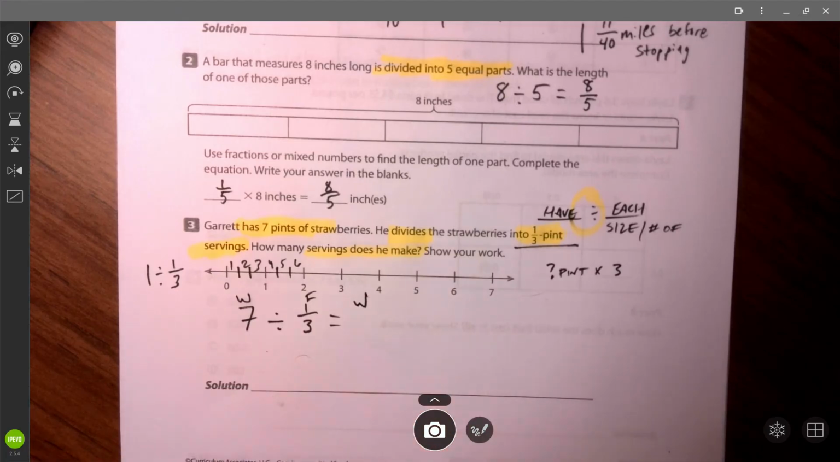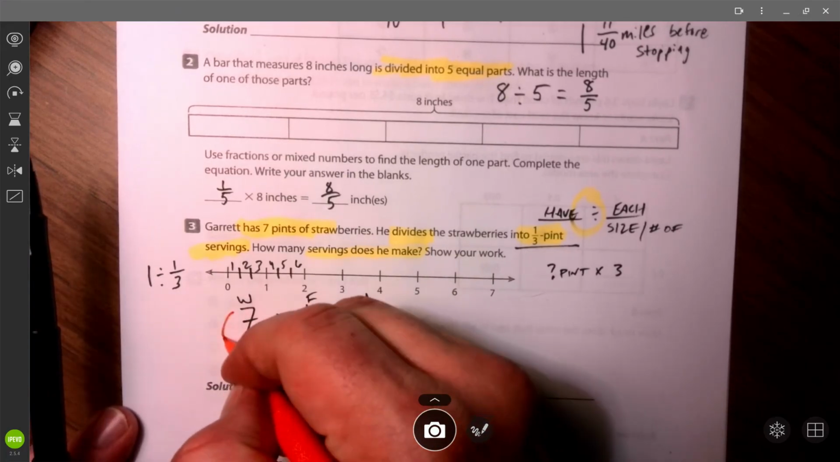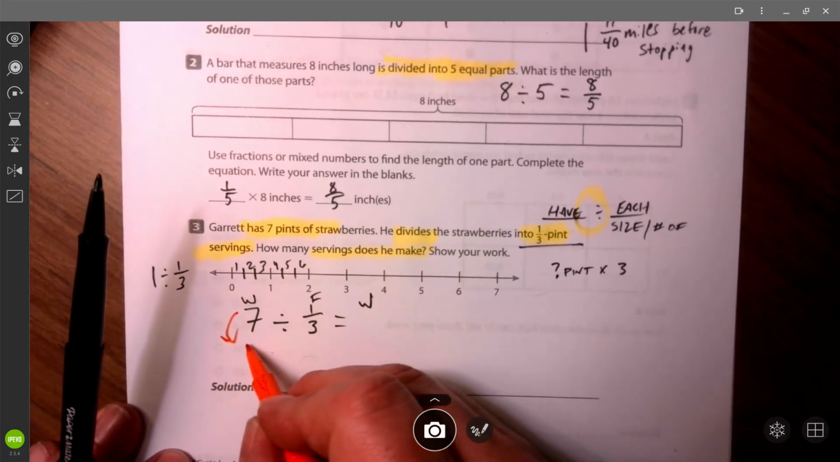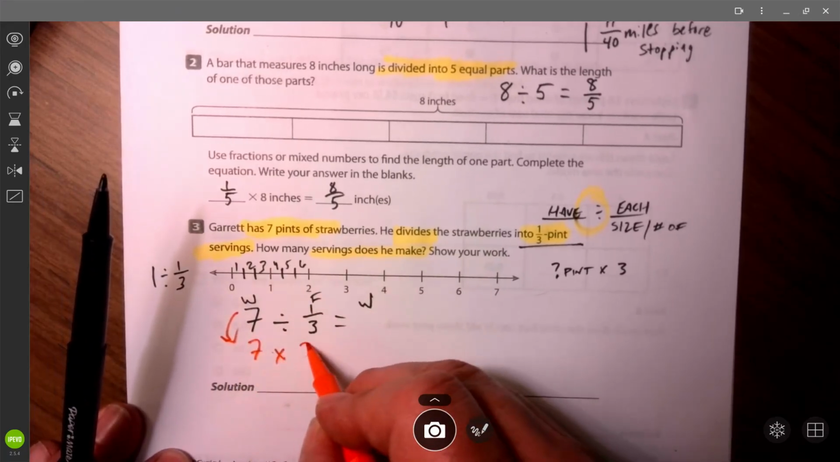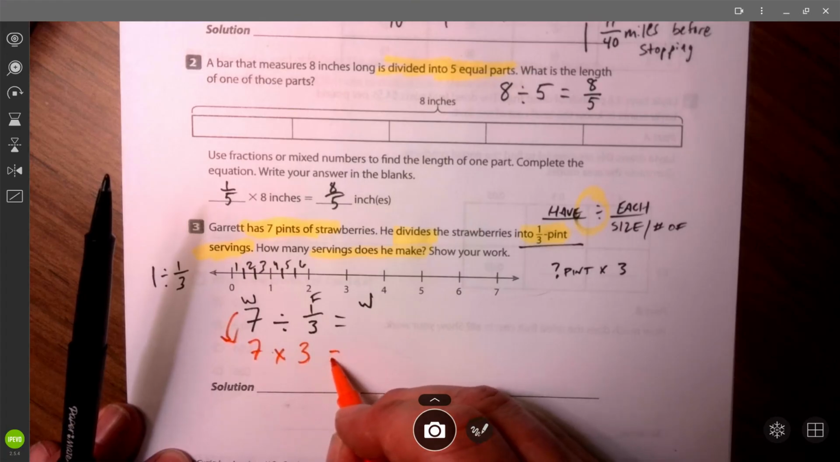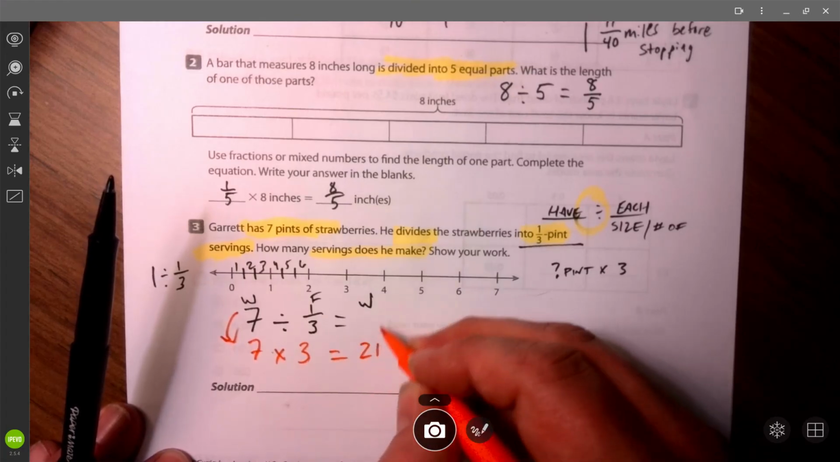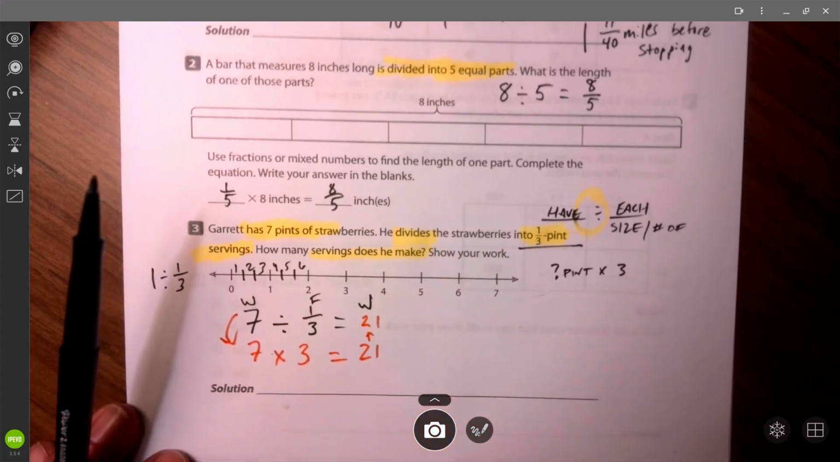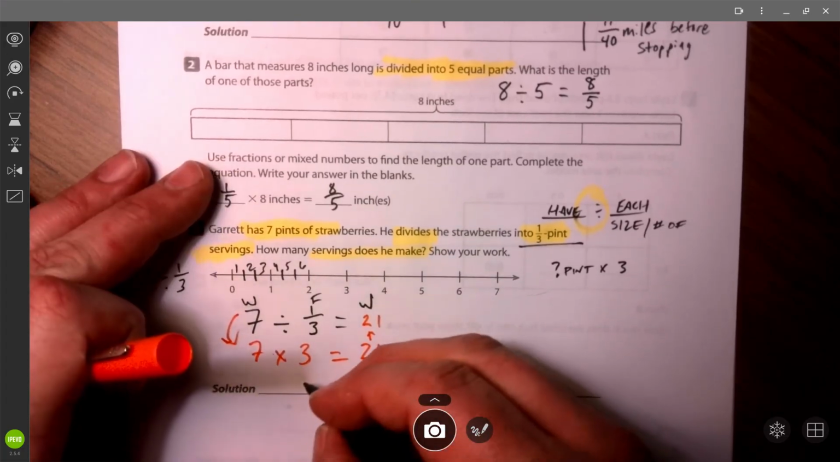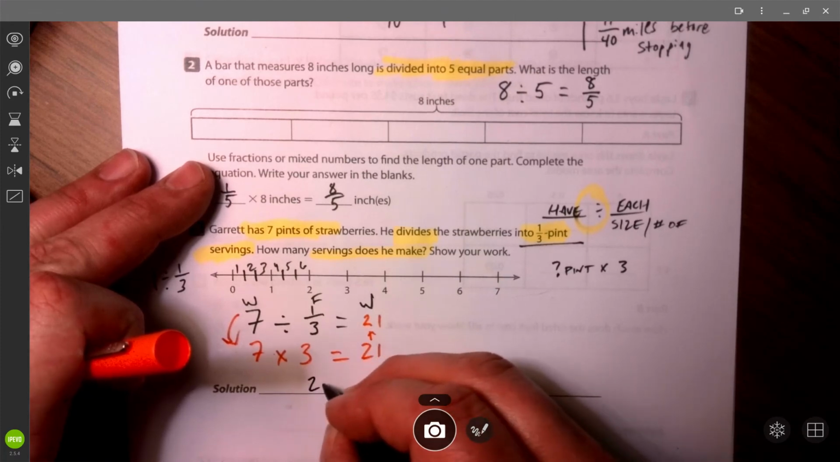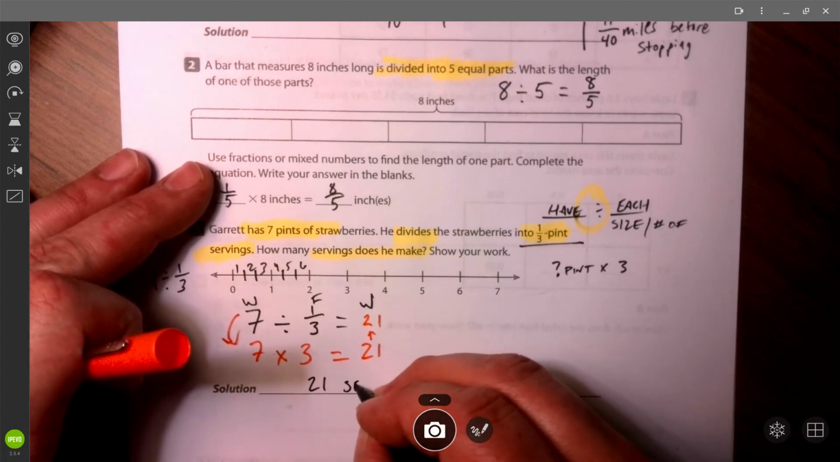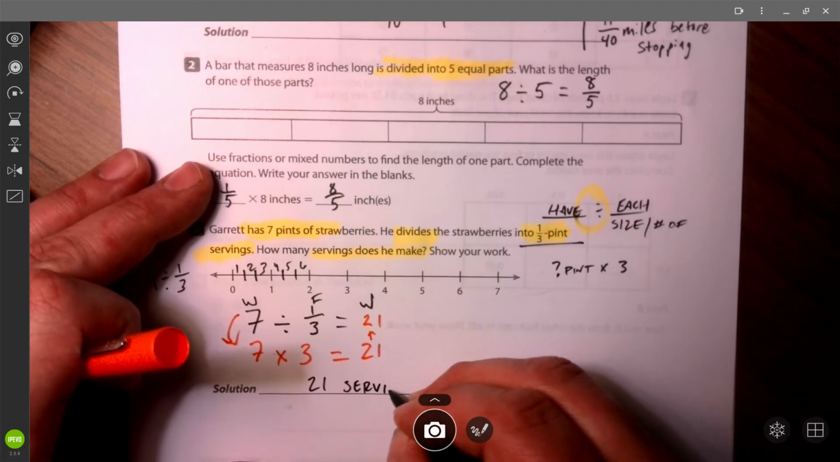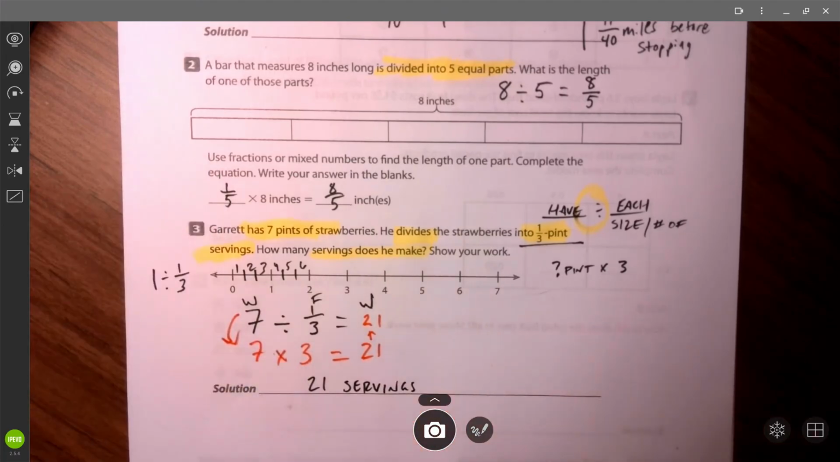So then remember that we would take something like this and say, well, I'm going to actually solve it like 7 times 3, which is going to be equal to 21. And then you just pop that up there. So Garrett's able to make 21 servings of this strawberry, whatever he's serving.